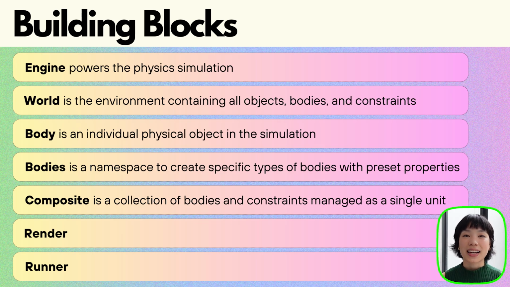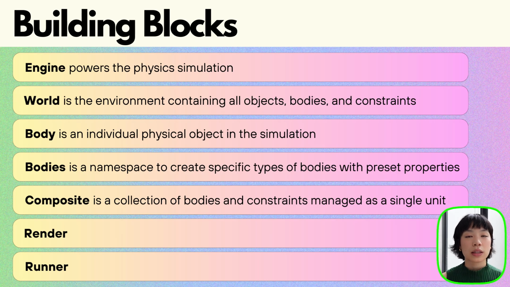And as a matter of fact, pun intended, in matter.js, there is no dedicated world class. The world is simply the most top-level composite in the hierarchy that contains all objects and constraints in the simulation.